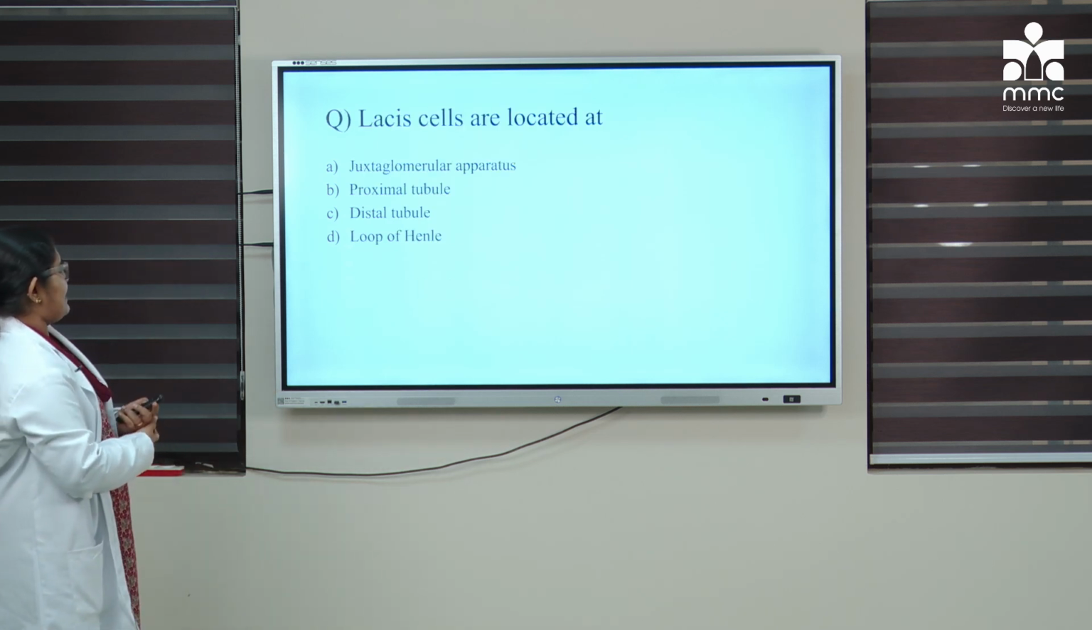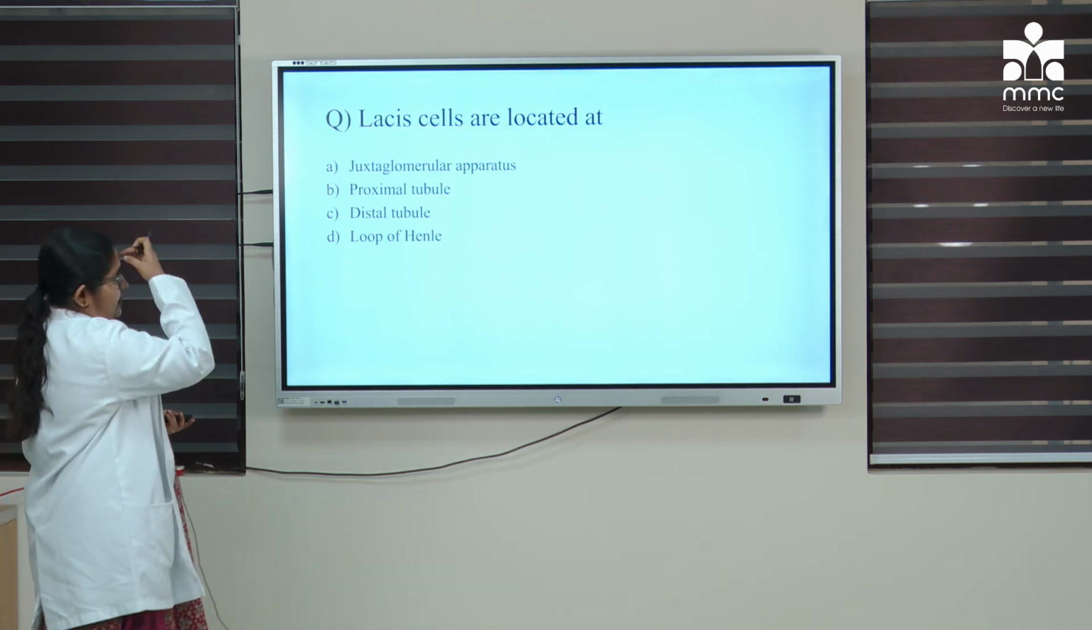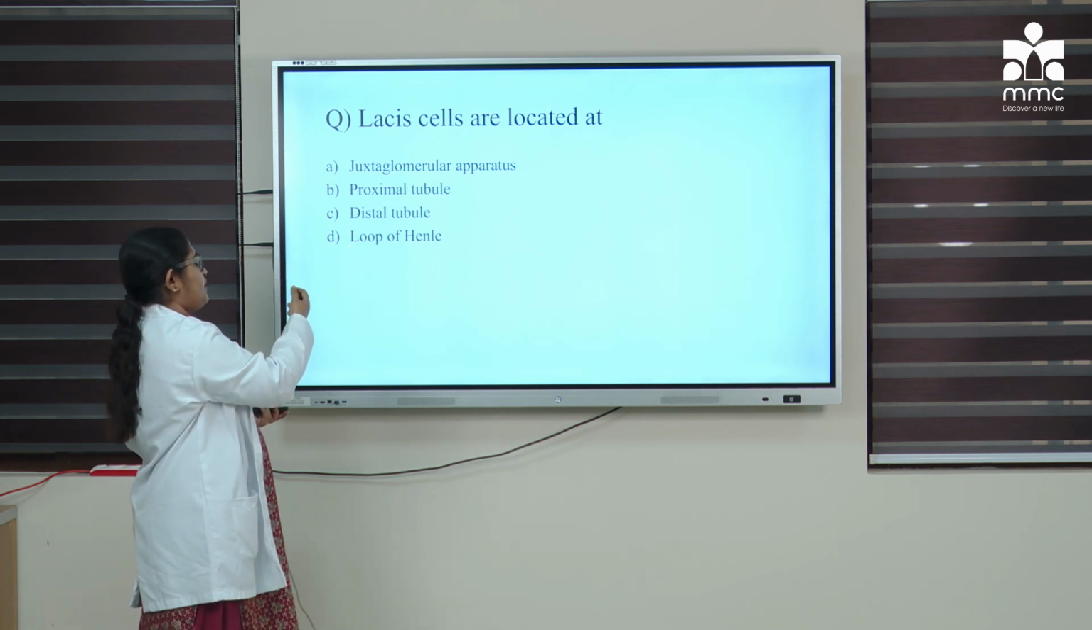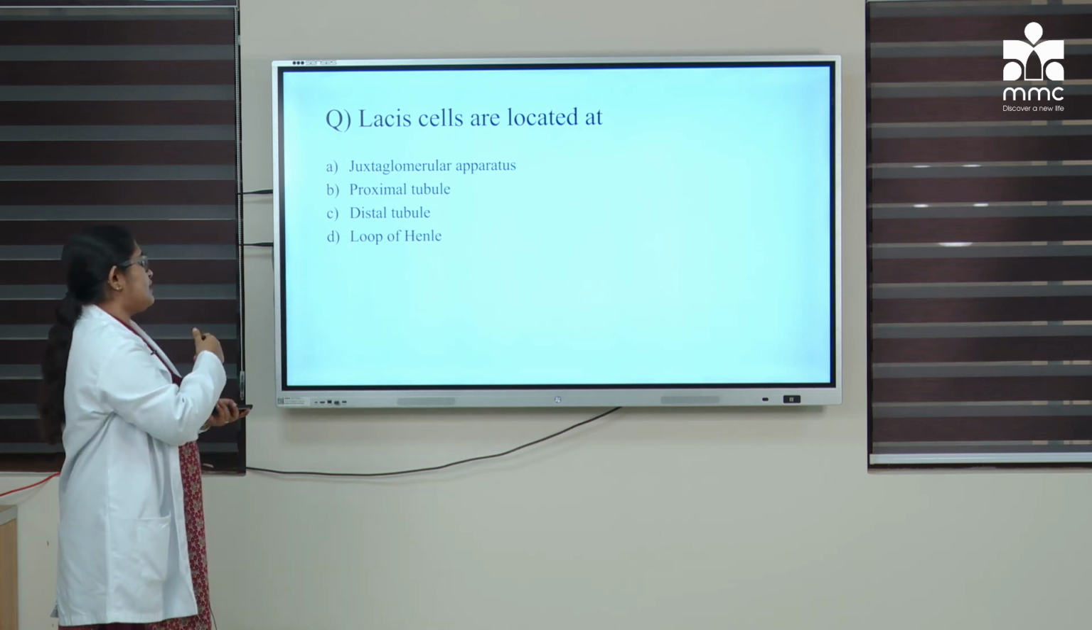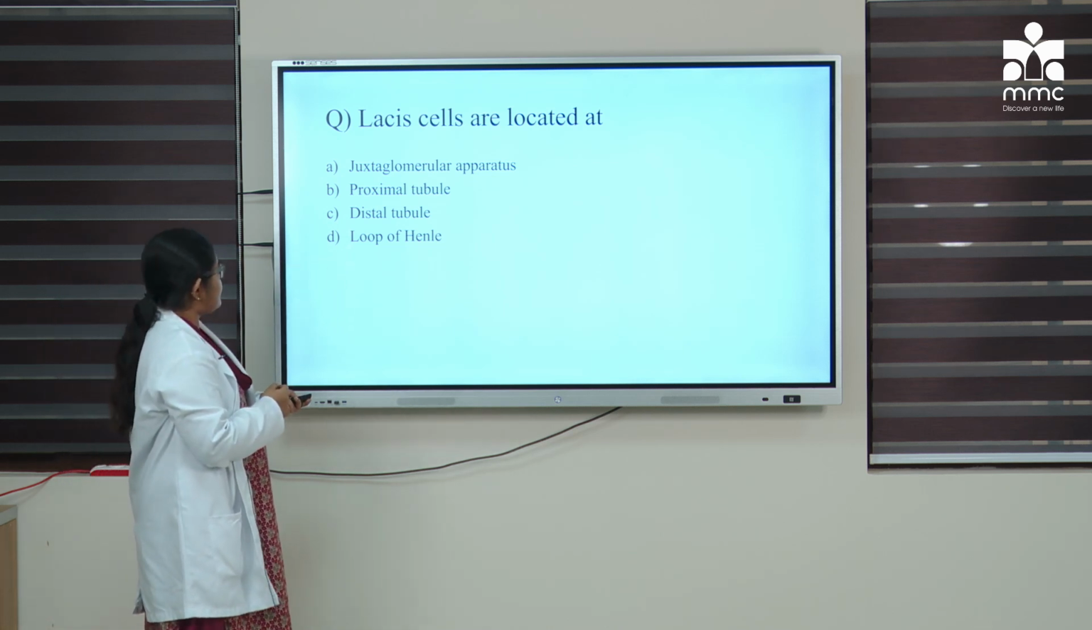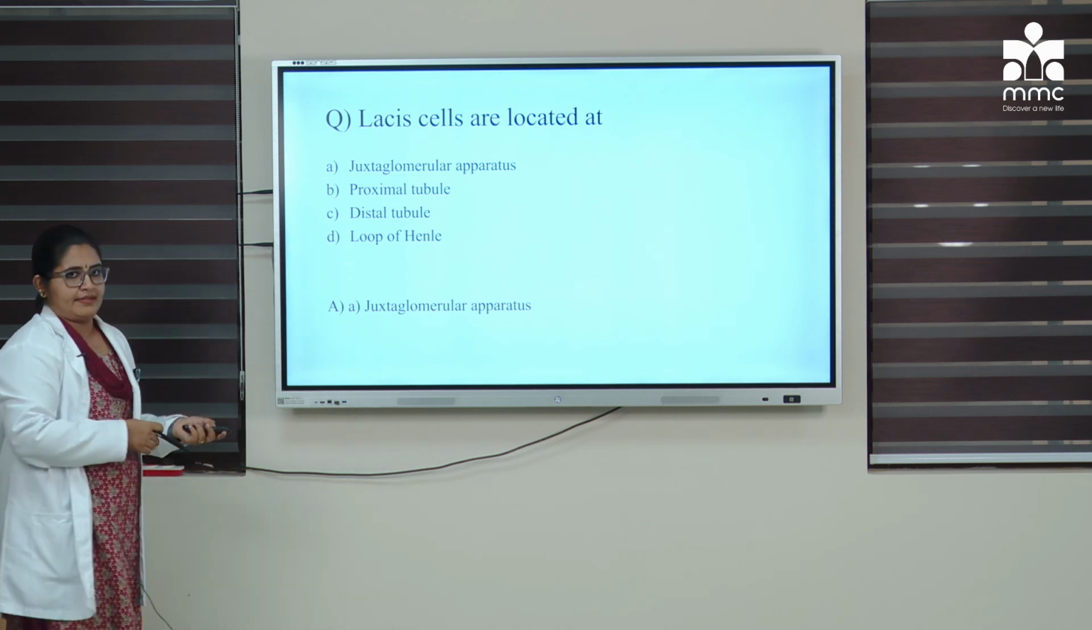Then Lacis cells, they are located at the juxtaglomerular apparatus. Now, this is a straightforward question. It is not present in the proximal tubule, distal tubule or the loop of Henle. So, the answer is juxtaglomerular apparatus.